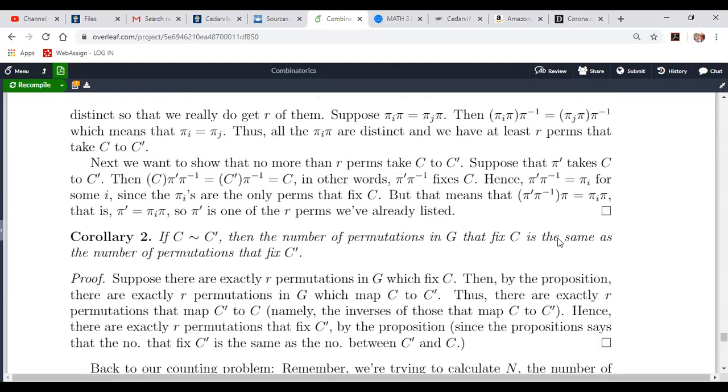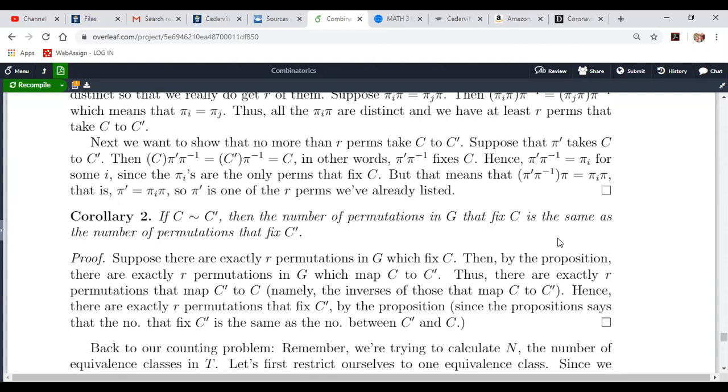Okay, and here's a little corollary. Here's a corollary that I want us to concentrate on for sure. So this corollary right here.